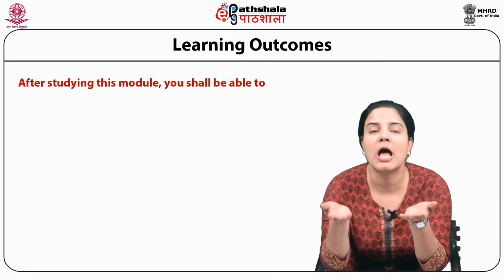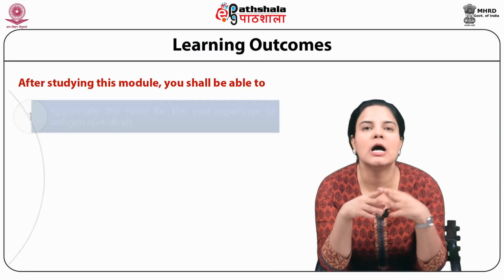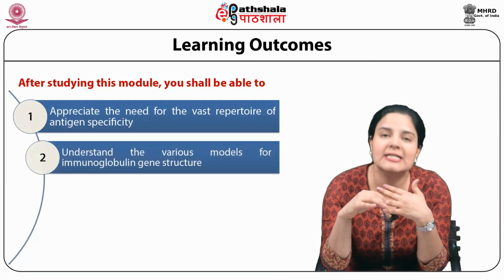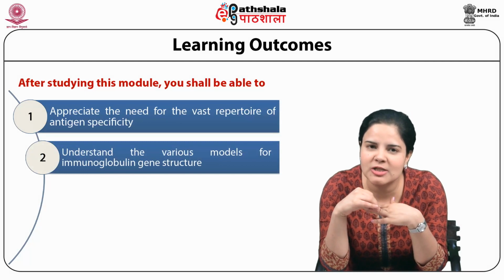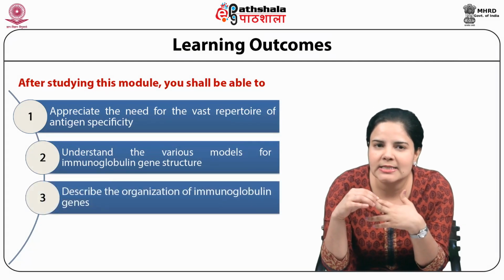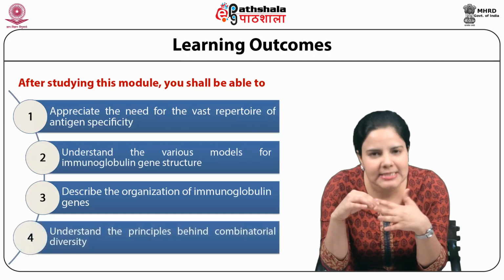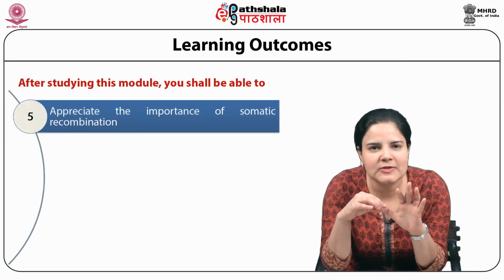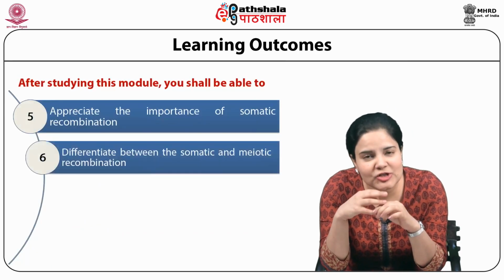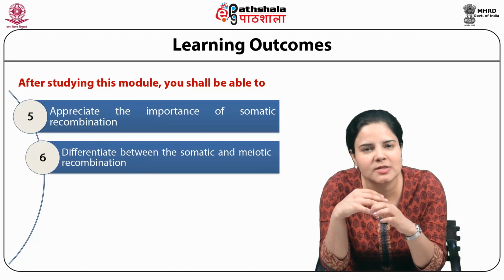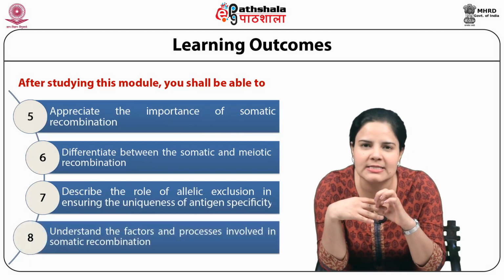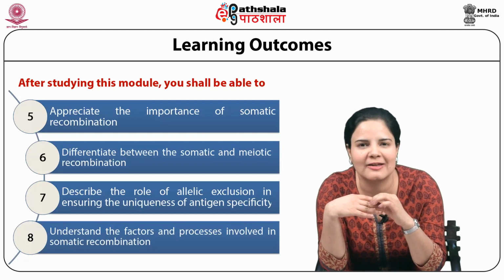After going through this module, I hope that you shall be able to appreciate the need for the vast repertoire of antigen specificity, understand the various models for immunoglobulin gene structure, describe the organization of immunoglobulin genes, understand the principles behind combinatorial diversity, appreciate the importance of somatic recombination, differentiate between somatic and meiotic recombination, describe the role of allelic exclusion in ensuring the uniqueness of antigen specificity, and understand the factors and processes involved in somatic recombination.